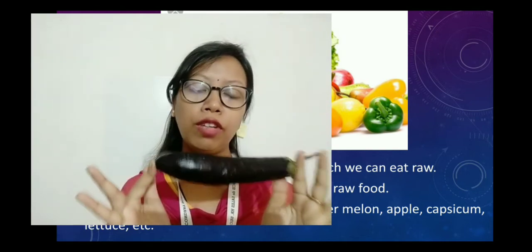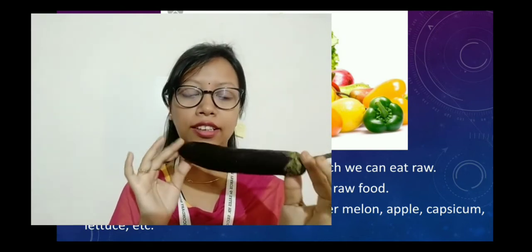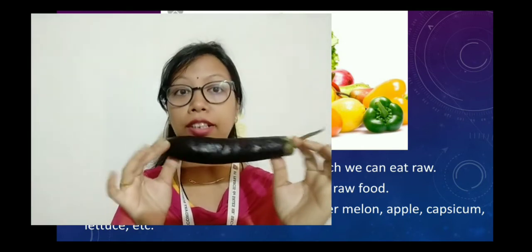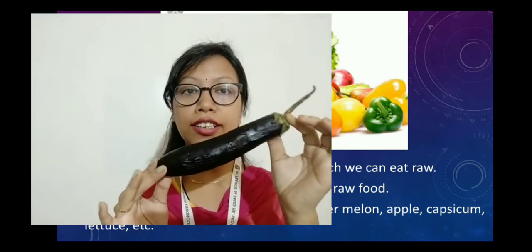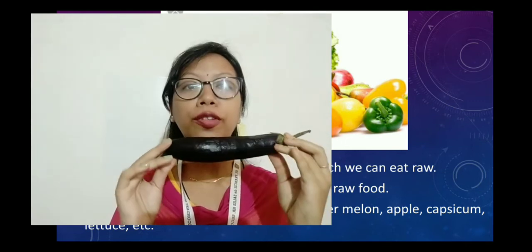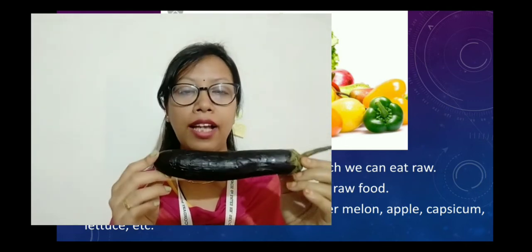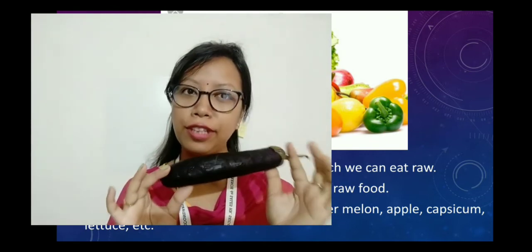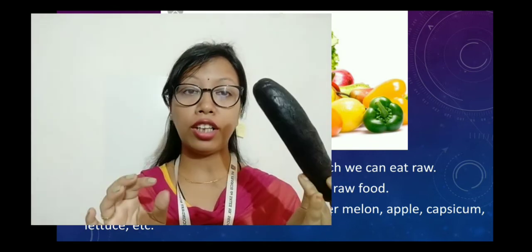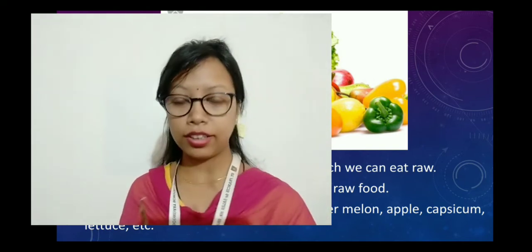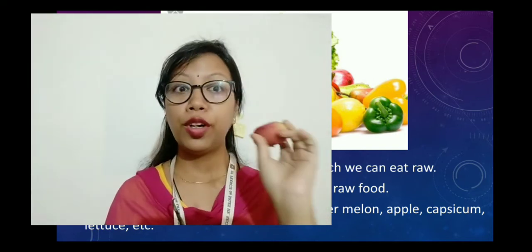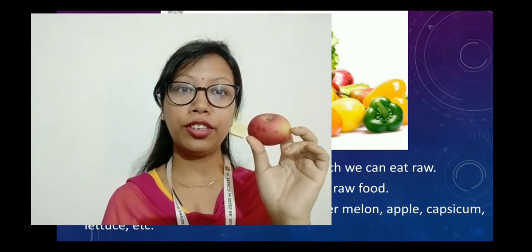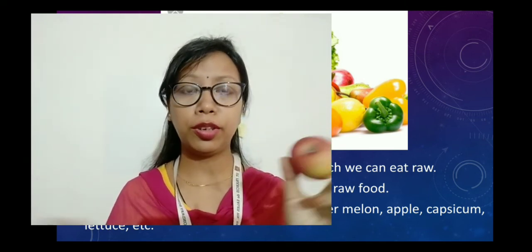No. What we do is we always cut it, or we used to cook it, right? Have you seen your mother cooking the brinjal? She cuts it into pieces and then she cooks it in the pan and then we eat it, right? So there are some vegetables which need to be cooked, but there are some fruits as well. And there are some fruits and vegetables which do not need to be cooked, right?